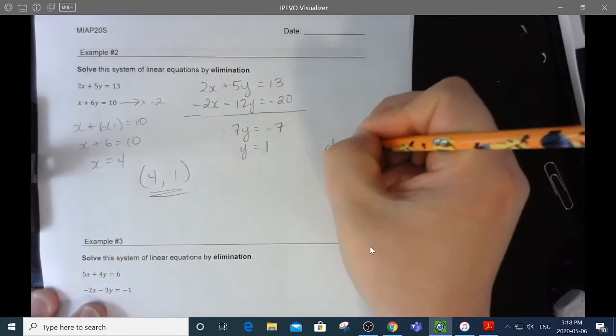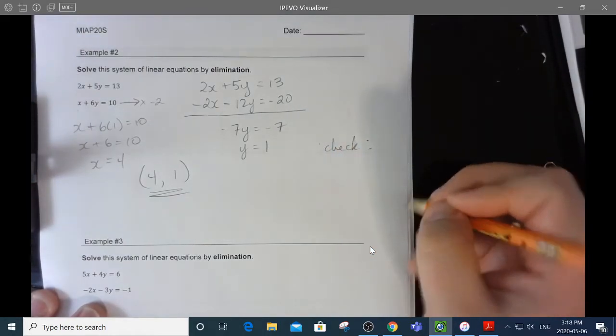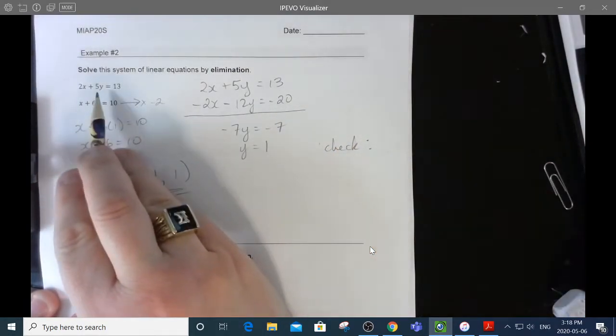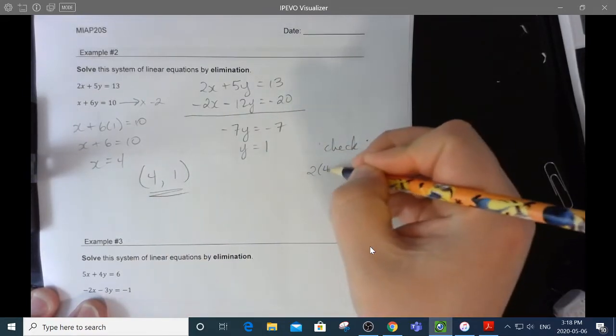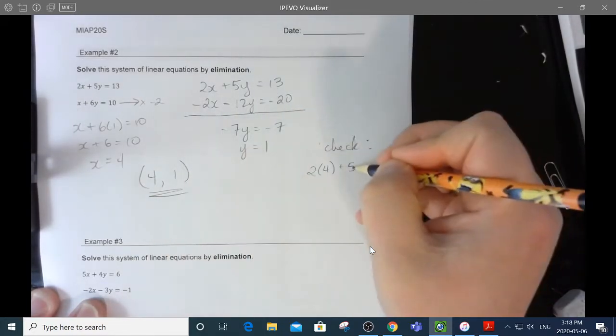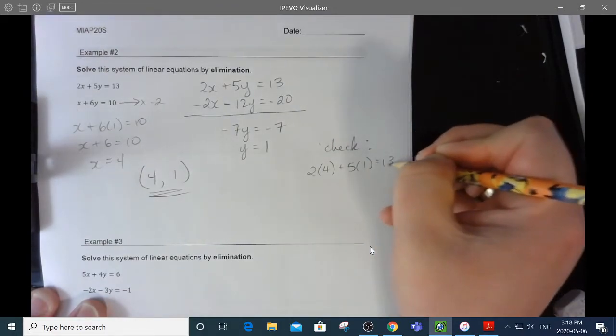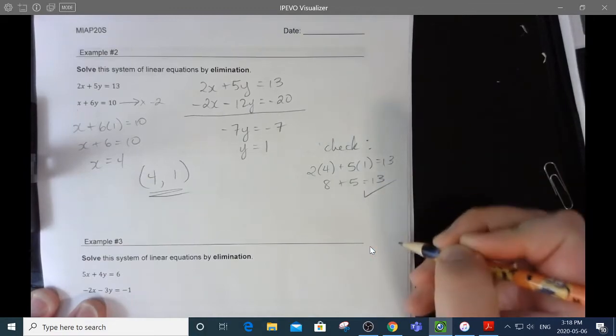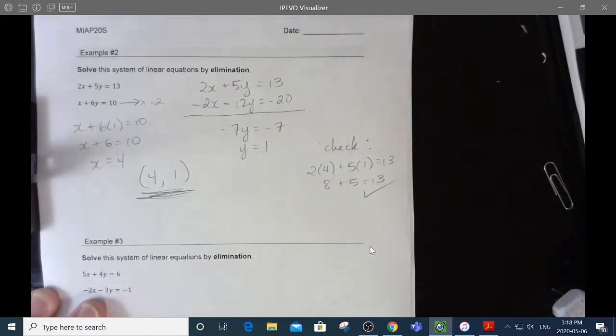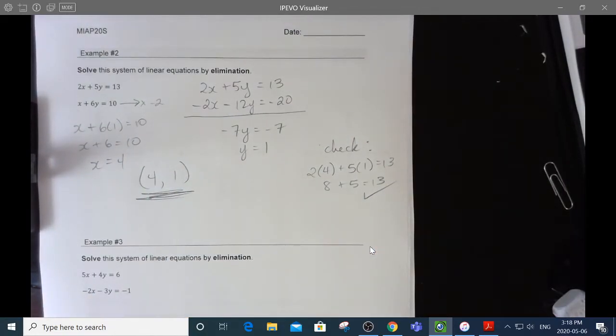Let's do a check and make sure that's right. Since I played with this equation in the second place, I'll use that equation now. 2 times the x is 4, plus 5 times the y is 1, has to equal 13. Is that a true statement? Does 8 plus 5 make 13? Yes, it does. So I'm 100% confident I have the right answer.